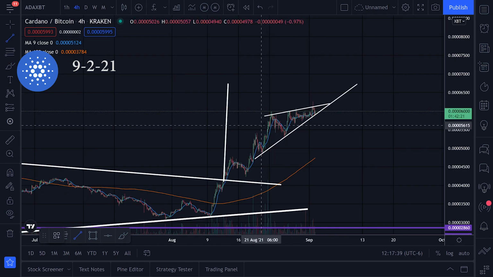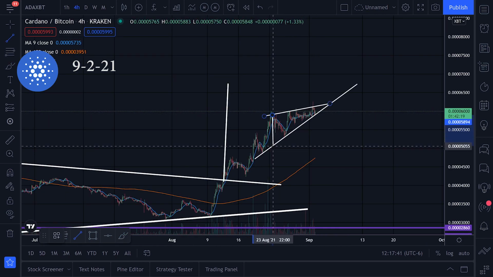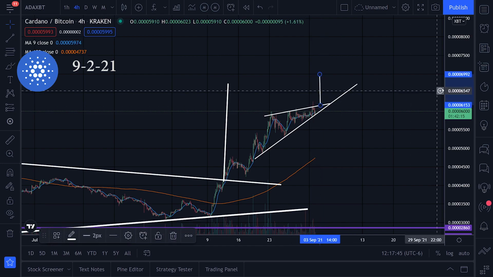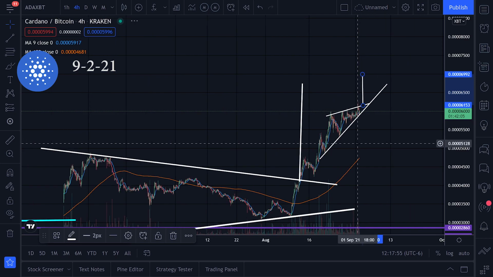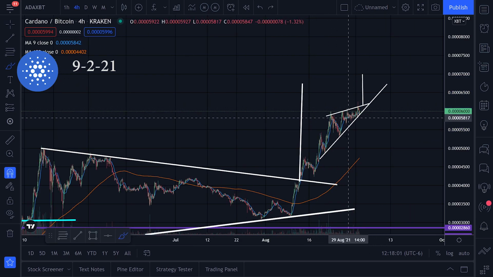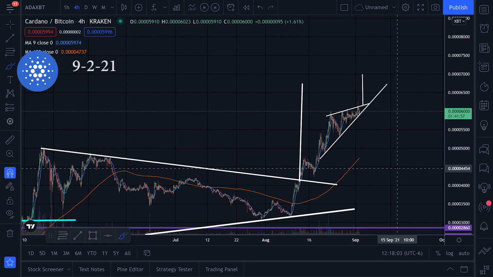If we do break this trend line going to the upside, we could target from the top to the bottom of this wedge right there, drag that to the breakout, and we're looking at a target of around 0.00006992 satoshis. But basically, if this chart is going up, it's good for Cardano. If this chart is going down, it's good for Bitcoin.